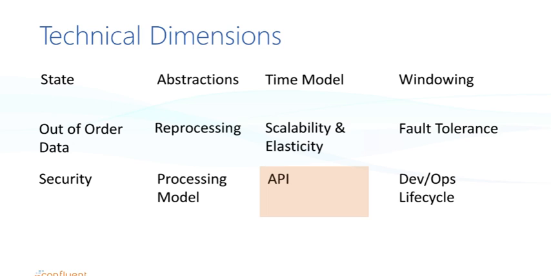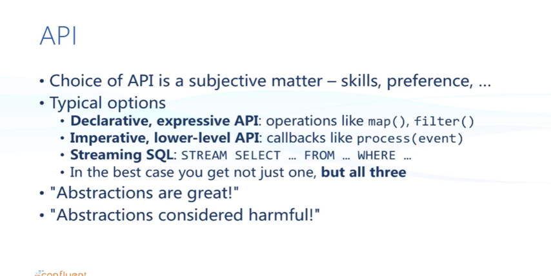The next dimension is API. When you pick a technology, oftentimes the choice of the API is a highly subjective matter. It depends on existing skills in your team. It might be strong preferences. It might be different whether you're looking for a tool that can be used by the core business analysts and so forth. It might also depend on which tools you want to integrate with that already exist in your company. So typically, tools give you the following options.